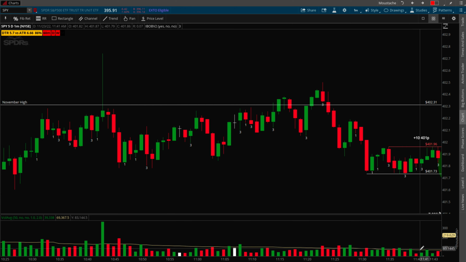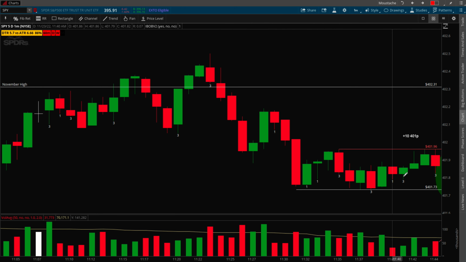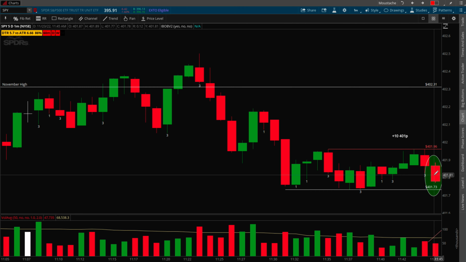And then boom, next candle we see another outside bar, engulfing type candle, rising volume. It's like a double top kind of. So this high was 401.96, this high was 401.96. Perfect rejection of that level. And then that is where I entered 10 contracts of the 401 put right there.